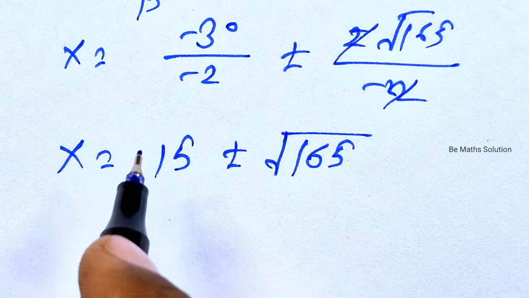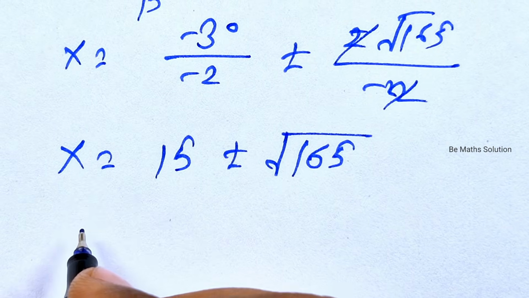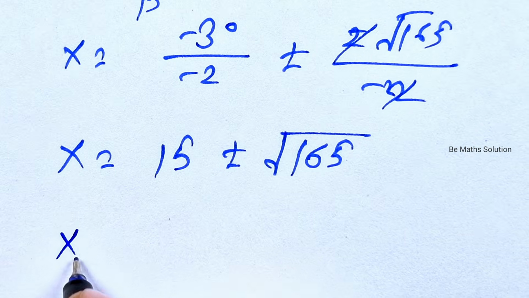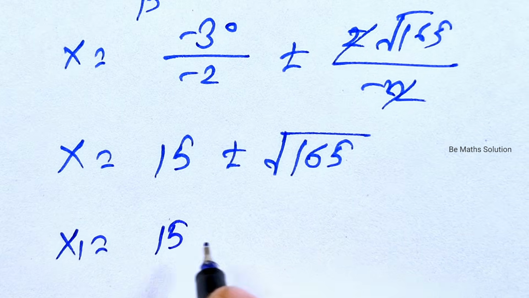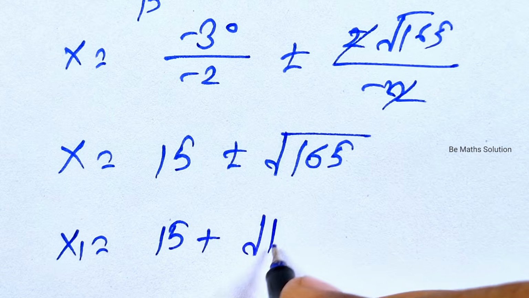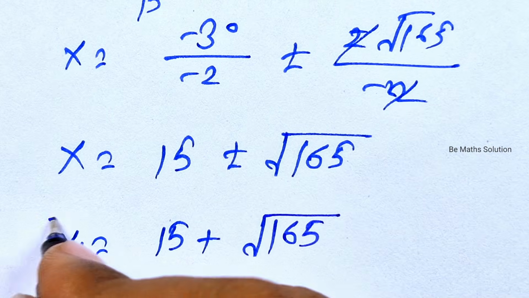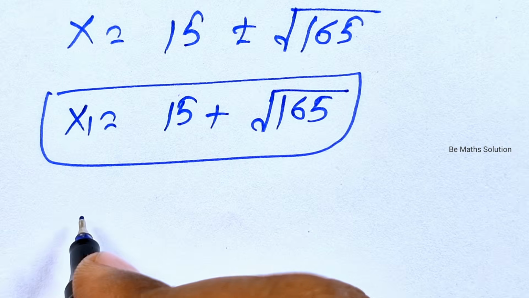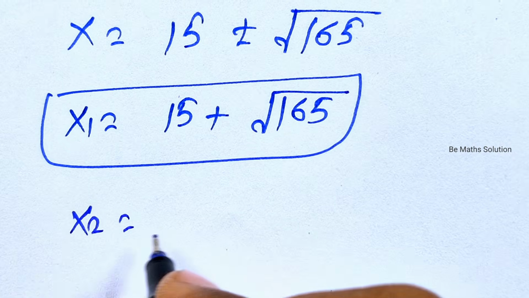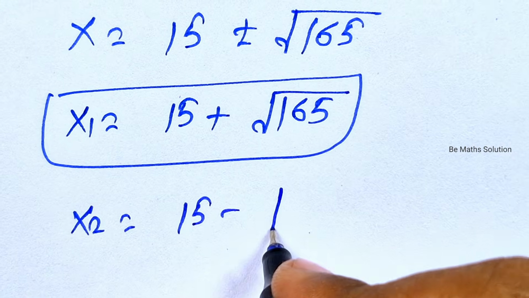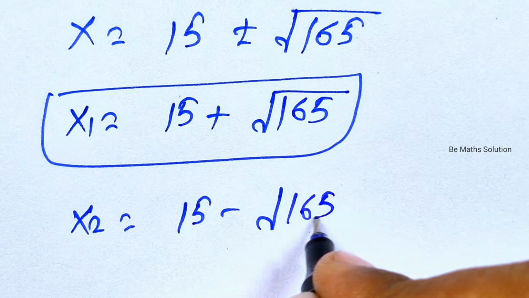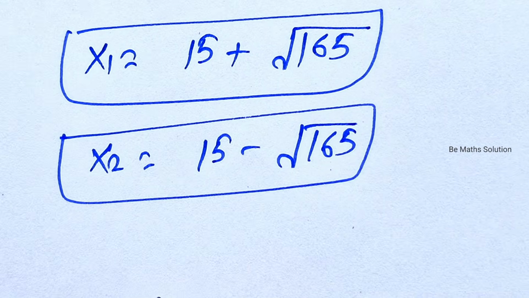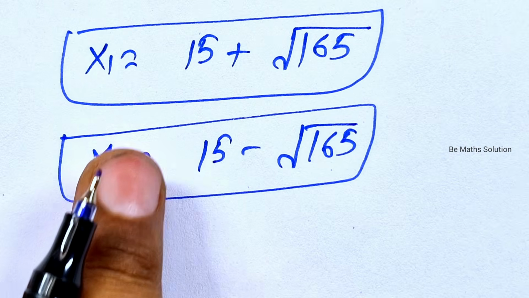Then from here we have two solutions. This is the value of x. The first solution, x1, is equal to 15 plus square root 165. This is the first solution. And the second solution, x2, is equal to 15 minus square root 165. This is the second solution. Then we got the values of x.